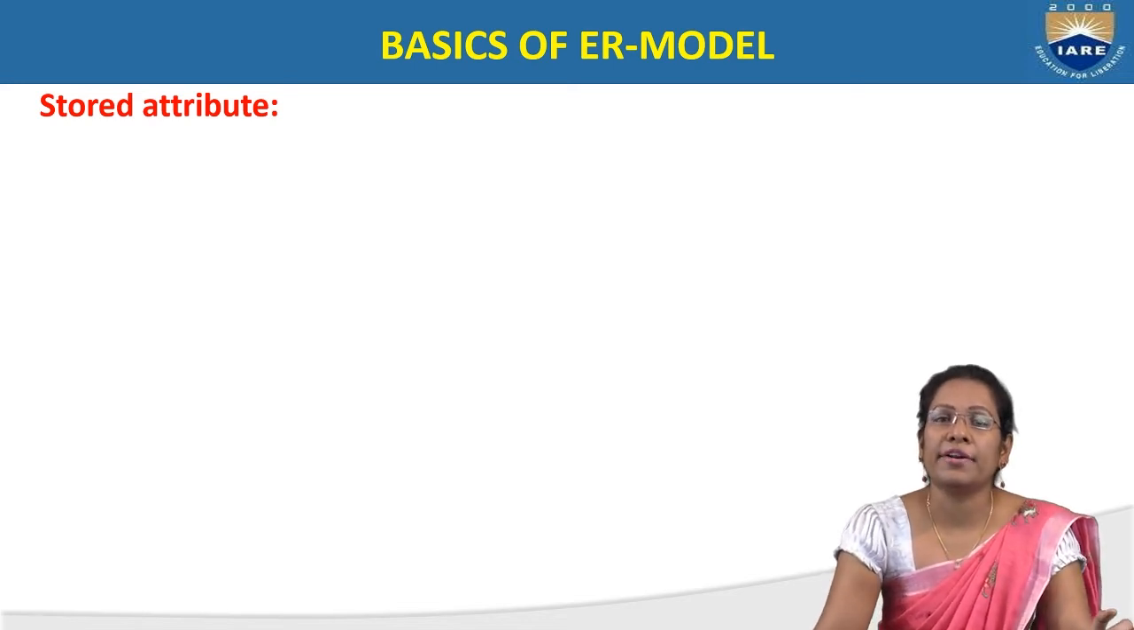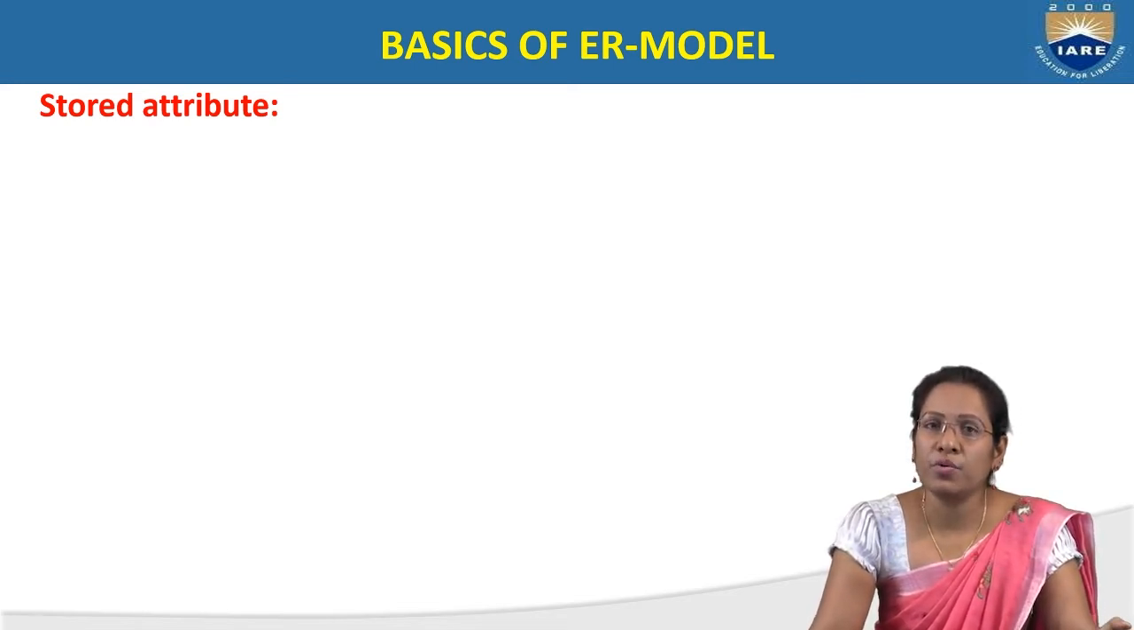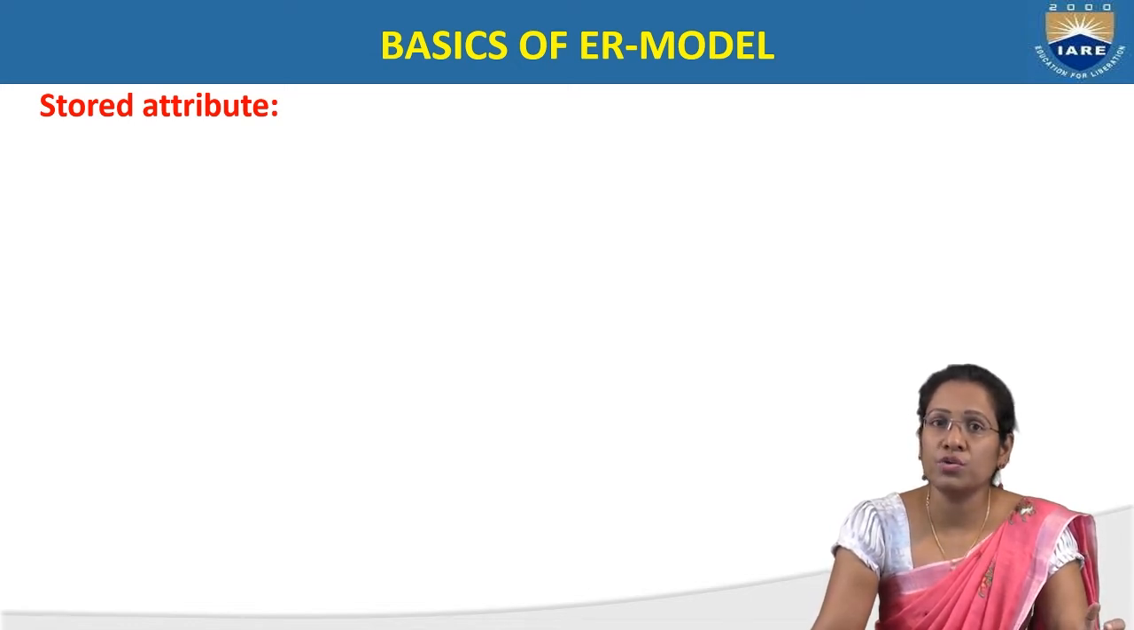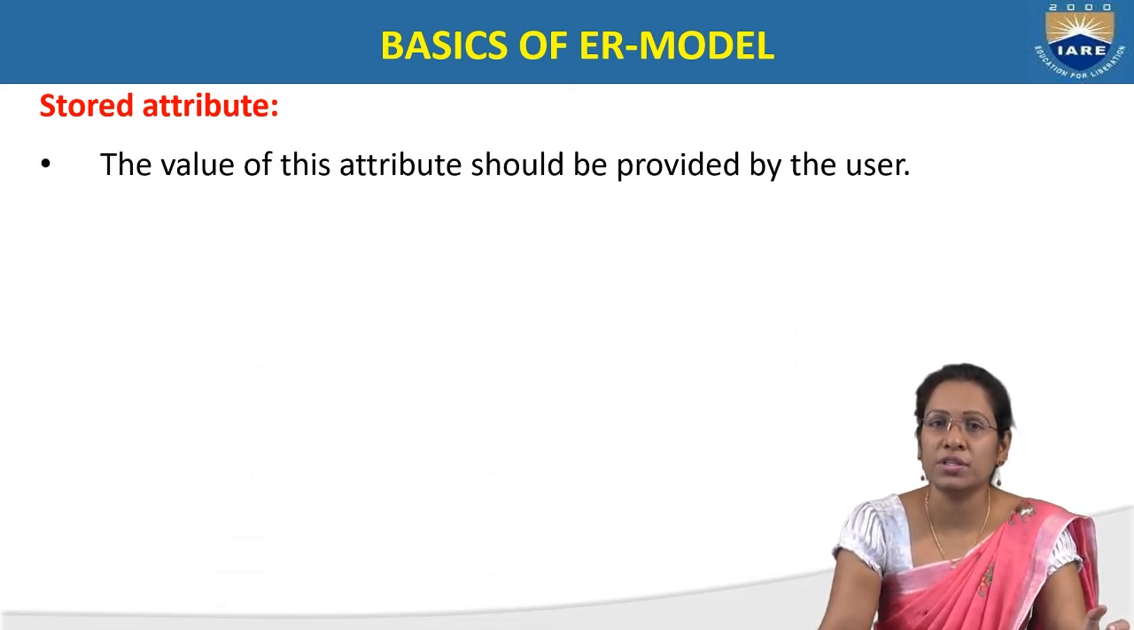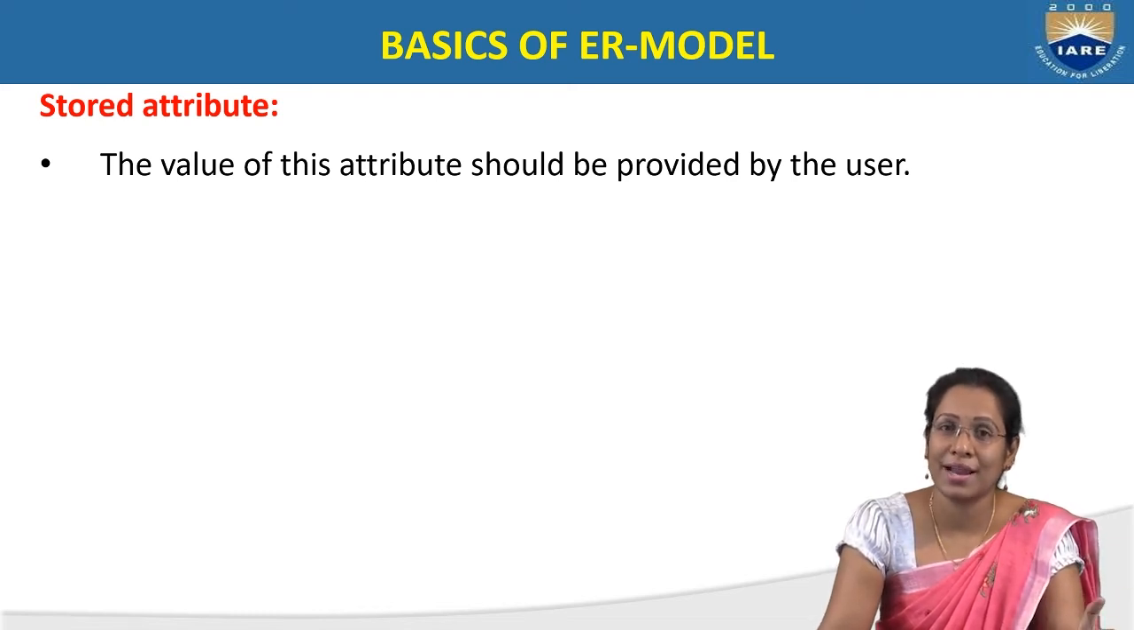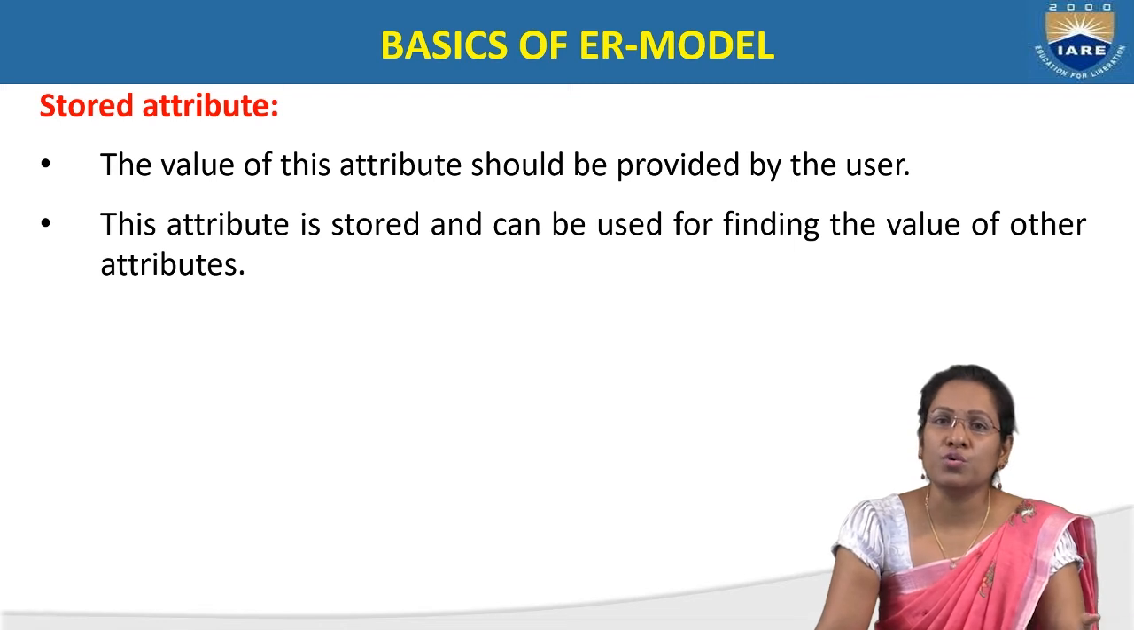So what is a stored attribute? We have discussed attributes and values of attributes. Based on those two, we have categorized them into 4 types. Now coming to the stored attribute, this attribute is also focused on the value which we give to the attribute, but the value of this attribute should be given by the user, and whatever value he or she gives is used for finding the value of the other attribute. Why are we storing the value? Because the value which we store here will be useful for the other attribute to extract the result. For that purpose, we use stored attributes.